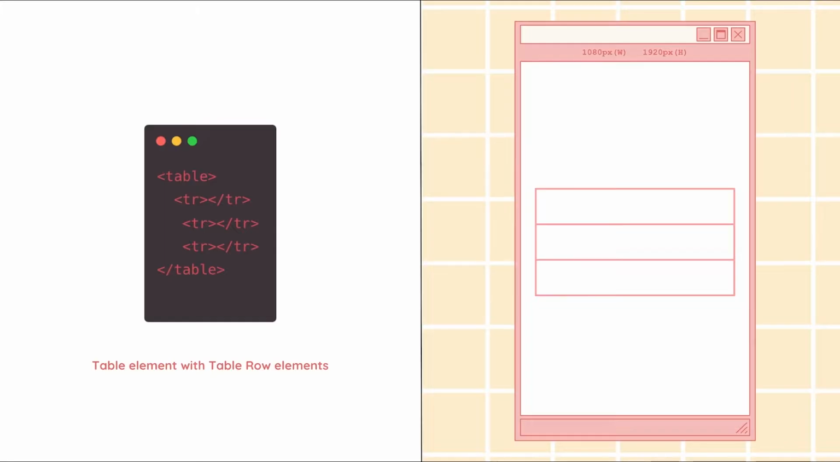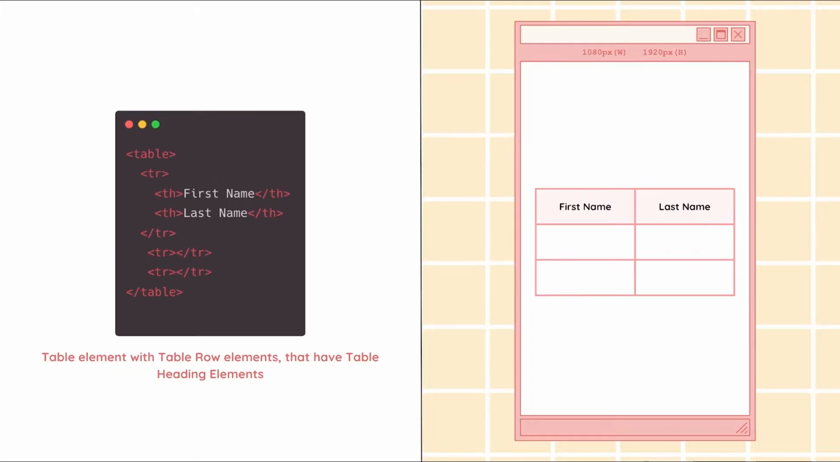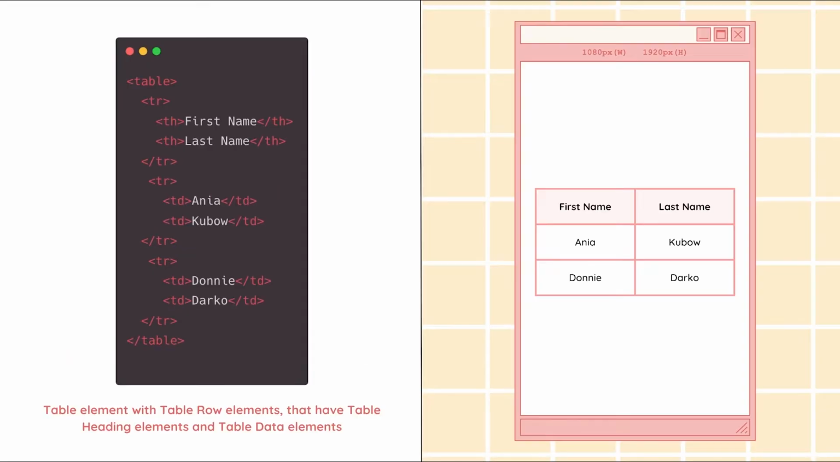I next need to decide what kind of columns I'm going to have. Let's say I want my first column to contain first names and my second column to contain last names. I would need to add the table header element to tell our browser we want this to be the name of the column. It would look like this. Now that we have defined the columns' names, we can fill out the rest of our data using the table data element. It would look like this. And that's it. That's a table in its simplest format.